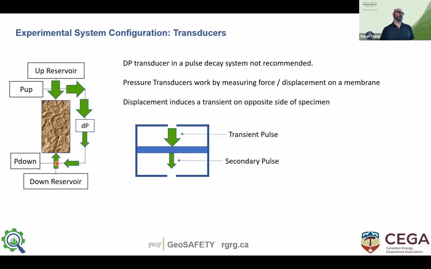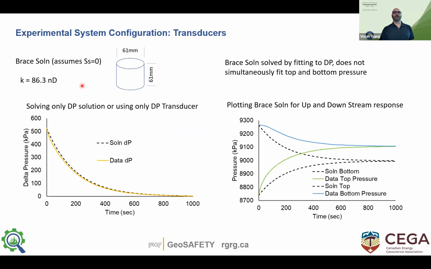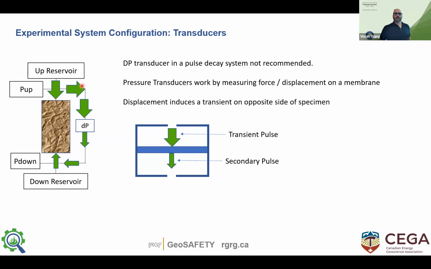You can solve it with the solution, but you generally just don't want to do that. The other thing it's doing is adding additional upstream and downstream volumes. So your tests are going to take longer if you do this. So in general, we remove that delta P transducer and don't use it.